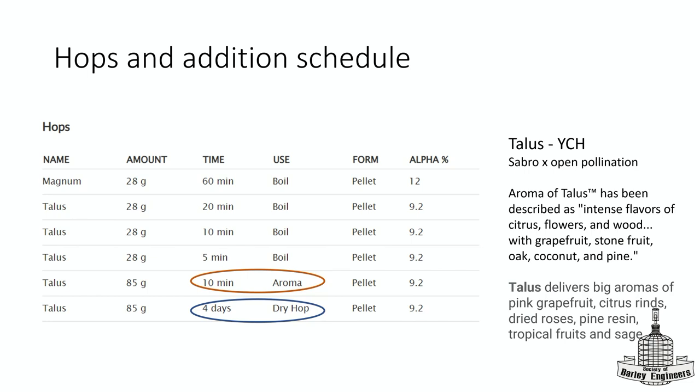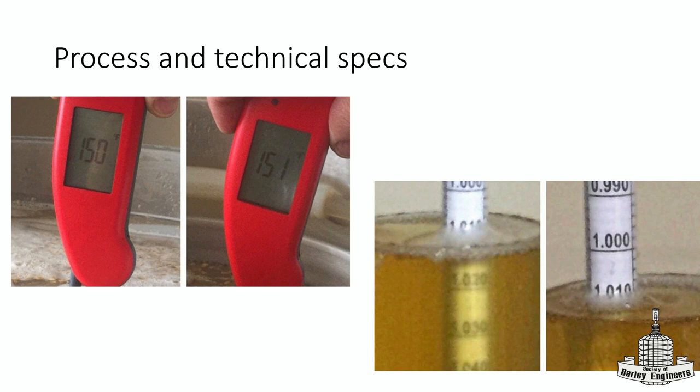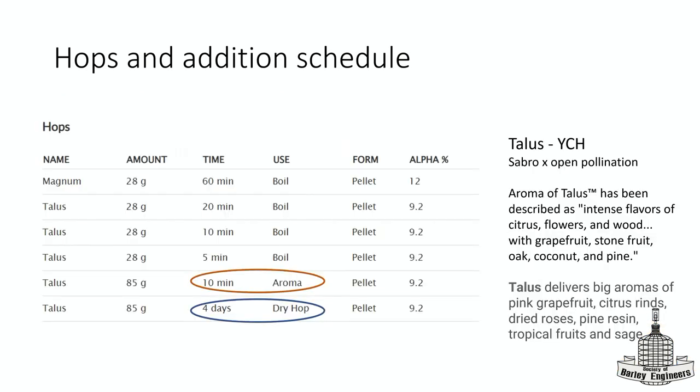I skipped the grain bill just in the interest of time, but I did want to point out the hops. So here's his schedule, and he's using this hop called Talus, which I haven't used before, but it's one of the HBC experimentals that was just named maybe in the last year or two. It turns out that it's a sister of Sabro, or actually, I think it's a progeny of Sabro. So it was Sabro that was open pollinated. They took all the seeds, planted them out, grew up all those hop plants, and then they selected another one.